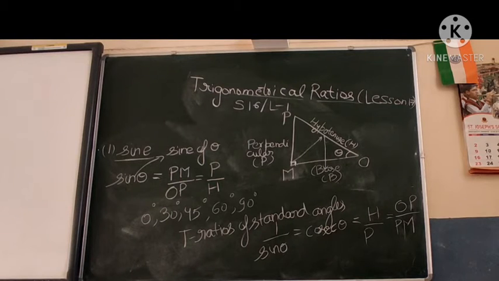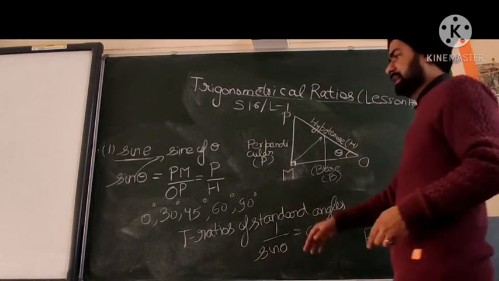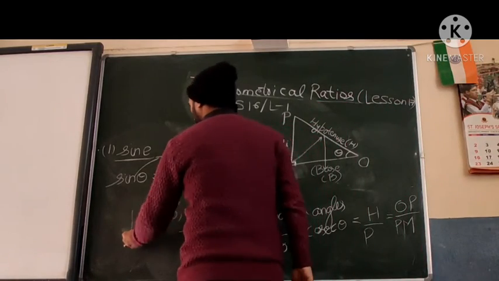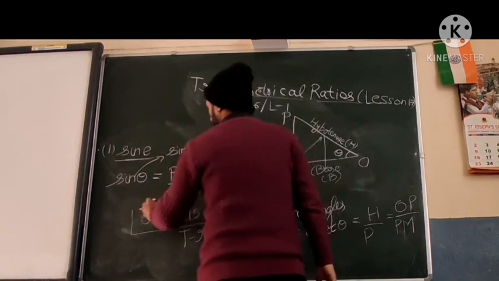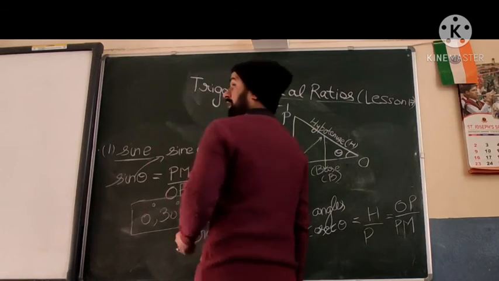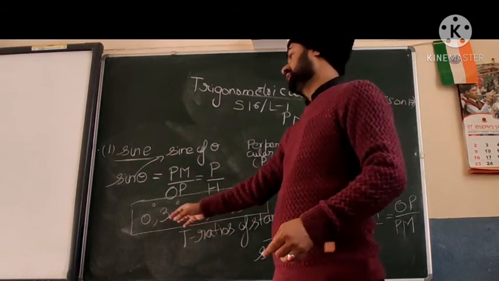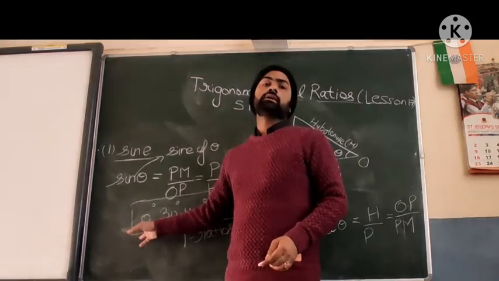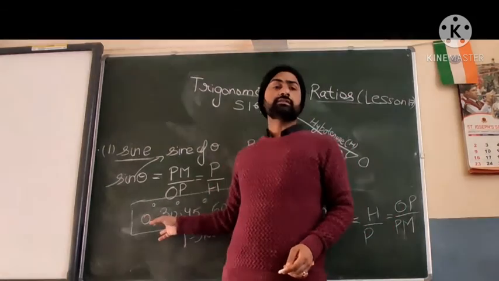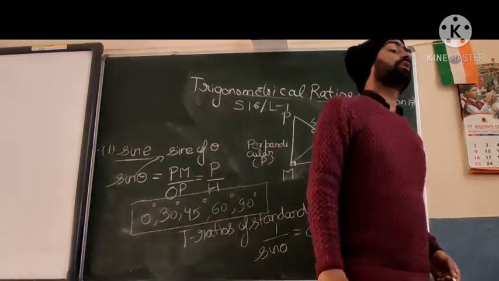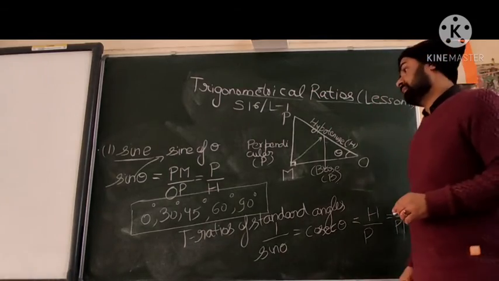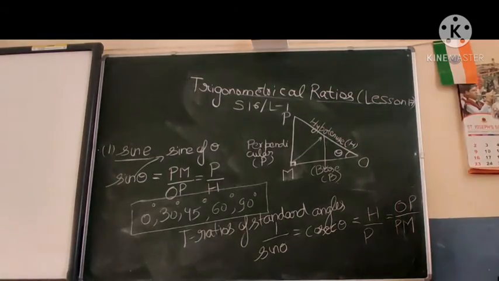There is a single exercise for this chapter. In the next chapter, you will utilize this concept of the standard angles. These values you have to just memorize. There are values for this. Once you learn the value for sine 0, now sine 0 is what? Sine 0 is 0. Sine 30 is 1 by 2. So values are given like that.